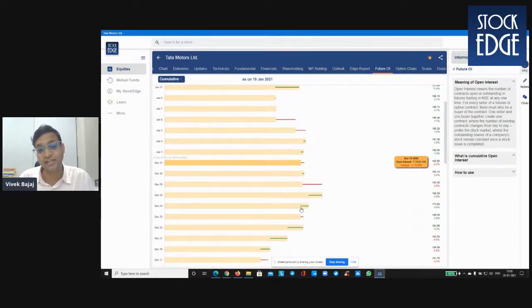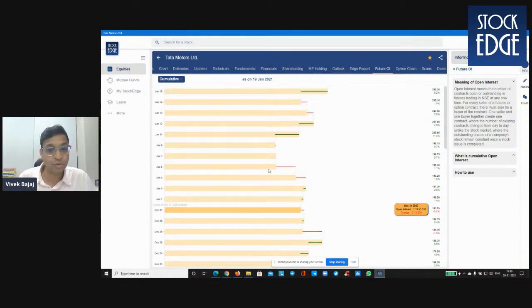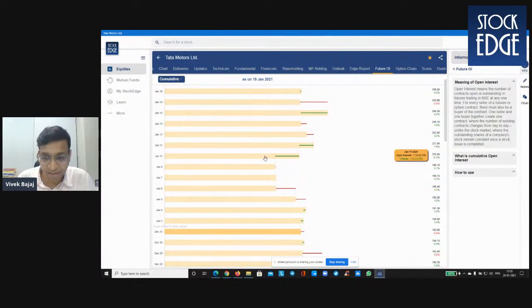That means the shorts who built their position here got totally butchered. Because the price was rising, there was a massive short covering which happened in this stock on 6th of January and the price was also going up. And on 11th of January, when the price went up by 11%, there was a huge build up of open interest.